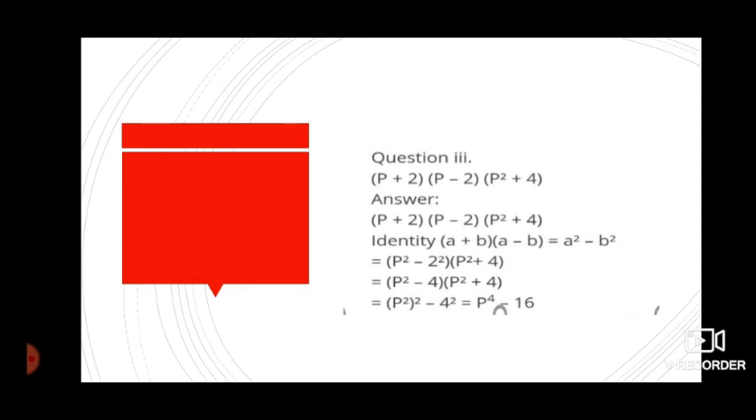Now again if we see, it is looking like (a minus b) into (a plus b). Here a is p square and b is 4. So again apply the formula a square minus b square. So a is (p square) whole square minus b, which is 4 square. Now (p square) whole square means p to the power 2 into 2. We will get p to the power 4, minus 4 square means 4 into 4, 16.